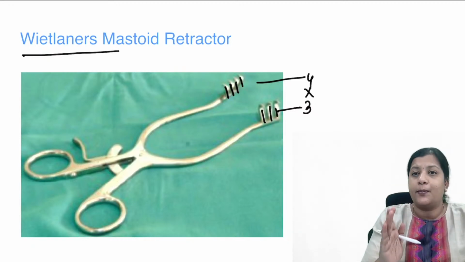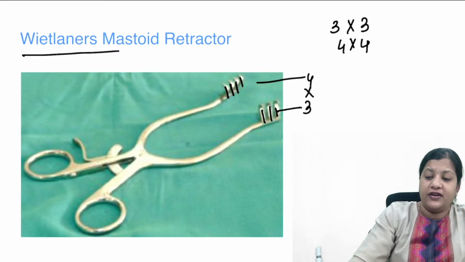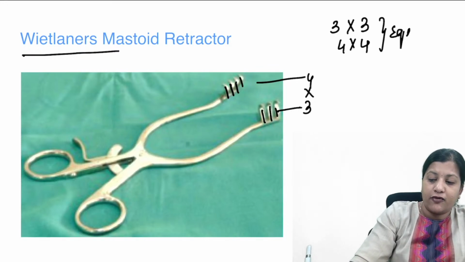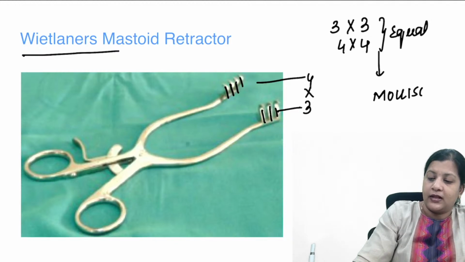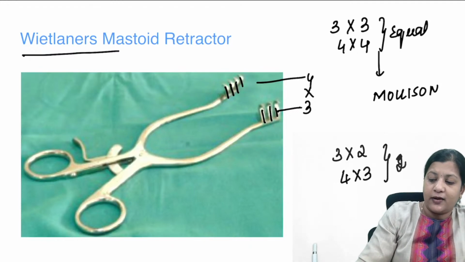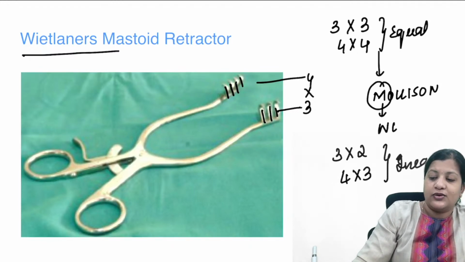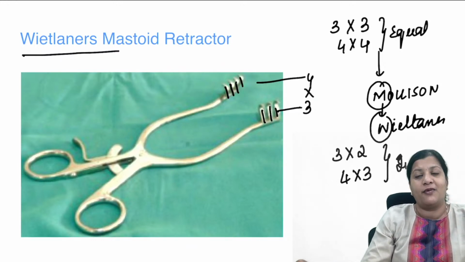A quick tip for all of you to remember. If it is 3 into 3 or 4 into 4, which means that there are equal number of prongs, the name is Mollison. If you have 3 into 2 or 4 into 3, which means unequal number of prongs, reverse M, you get W. So you call it Wheatlander's retractor. That is how I remember it. You can also remember it that way.